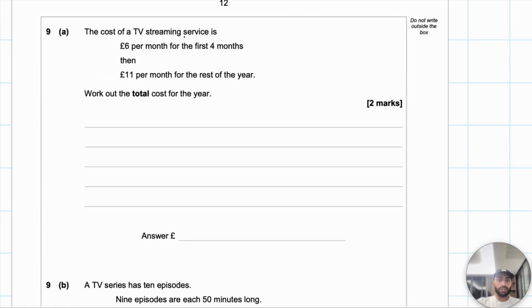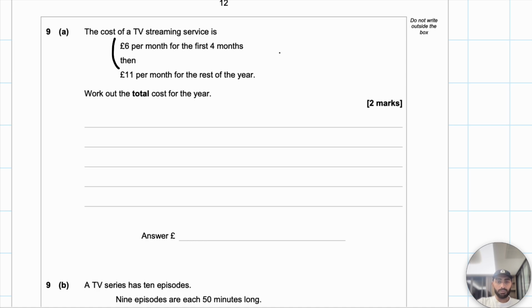Question 9. The cost of a TV streaming service is £6 per month for the first 4 months, then £11 per month for the rest of the year. So normally when you get a streaming service, they try to hook you in by giving you a cheap price at the start, and then they'll raise the price a little bit later. Work out the total cost for the year. Let's work out this bit first.